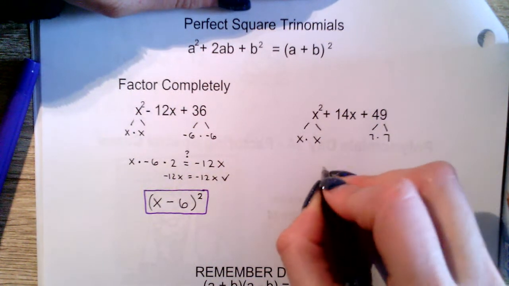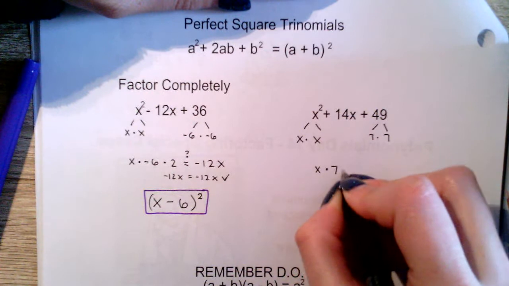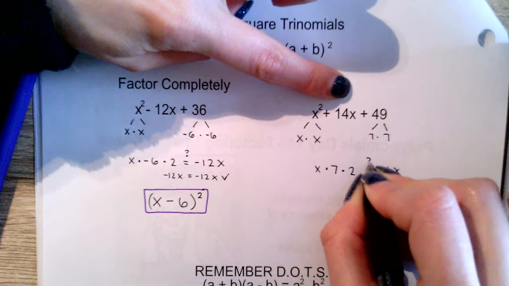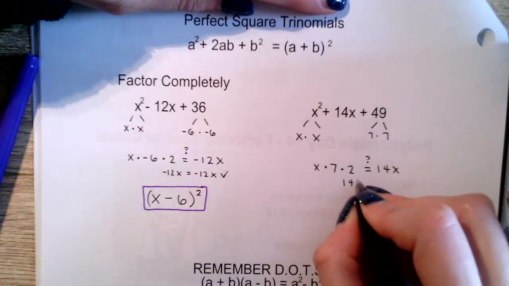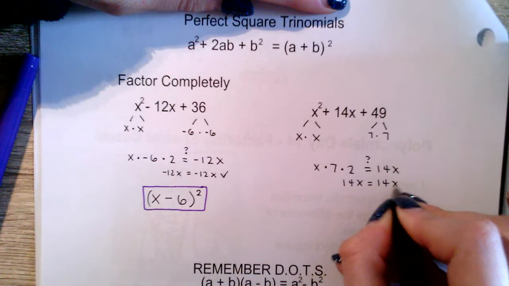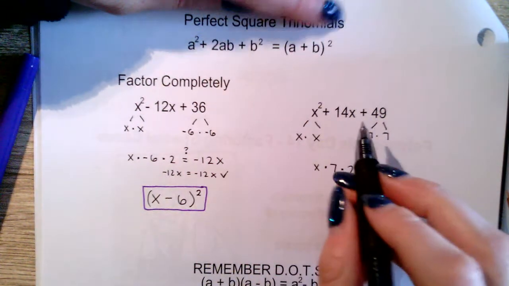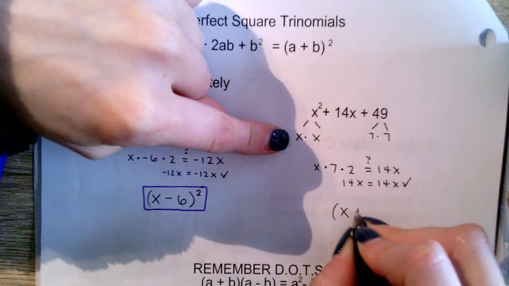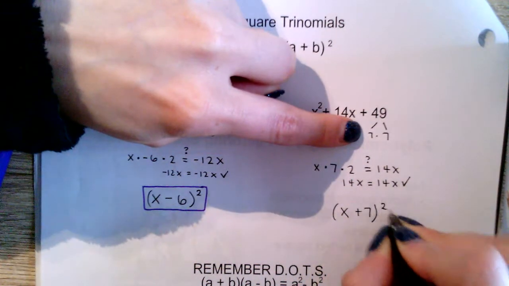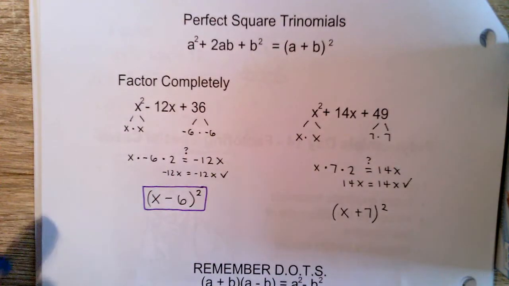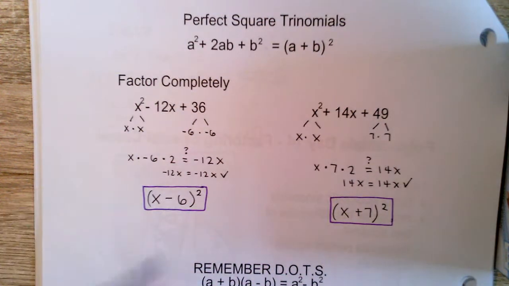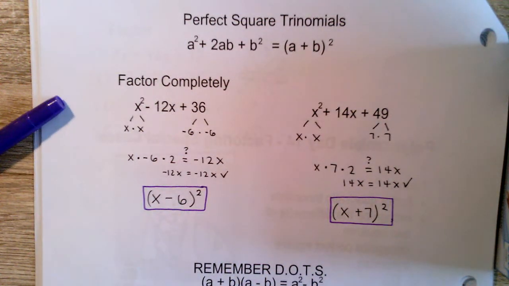And we're going to do the check. Our check is asking, is x times 7 times 2 the same thing as this middle term, which is 14x? We want to know if those are the same. And yes, we get 14x equals 14x, which is true. That means this is a perfect square trinomial, meaning we can use this shortcut. So x is our first term plus 7, so it's a positive 7, all to the power of 2. And that's it. And again, you might get to a point where you can do that check step in your head and you won't need to write it down. But that is our perfect square trinomial shortcut.